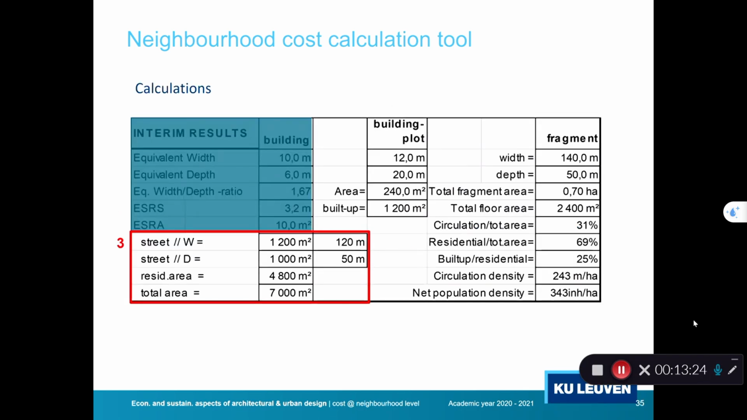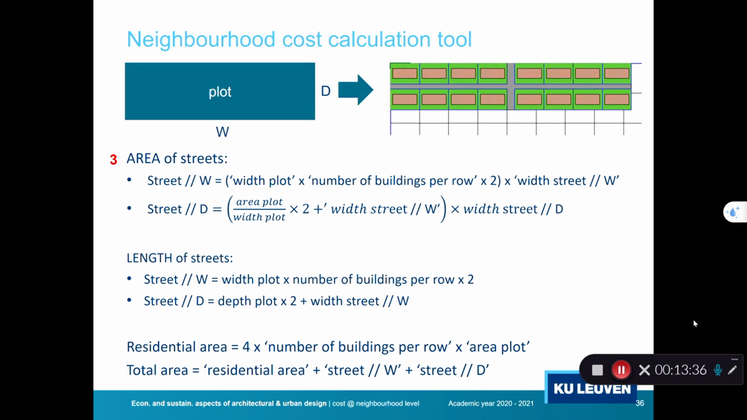Then we go to the next part, we go to the streets. And once we know the street area, we can calculate the residential area and the total area of our fragment. So, looking back at our fragment, first we define the area of the street. Again, we can calculate it. We don't need any additional inputs besides the width of the street, but that has already been input before. So how do we calculate the area of the streets?